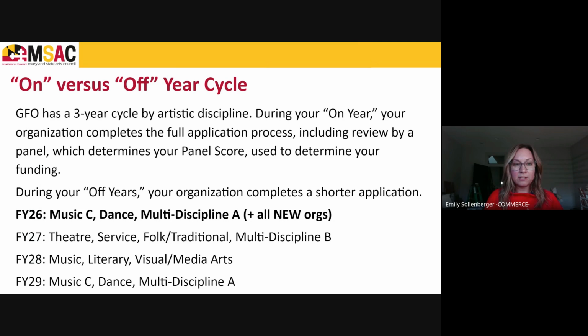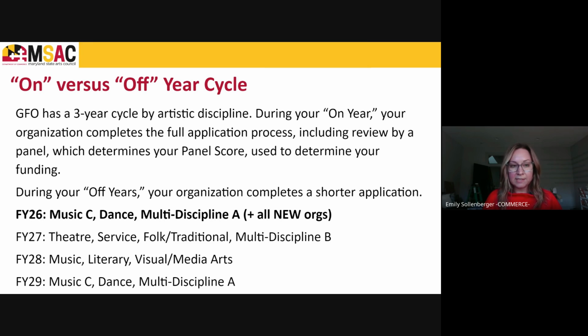So the 3-year cycle refers to going into an on year, which means your organization completes a full application and goes through a panel process, which then determines your panel score, and that is used to determine your funding. And we'll go through what that variable means a little bit later in the presentation. So that three-year cycle means you're going into an on-year every 3 years, and the 2 years in between, you'll be completing a shorter application that does not involve a panel review, and that is called the off-year application.